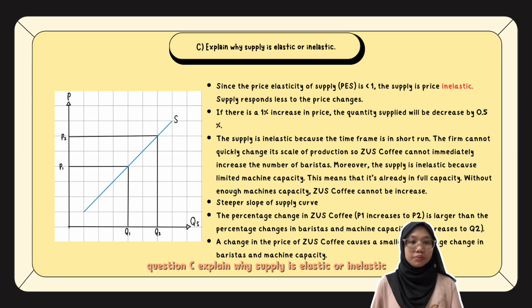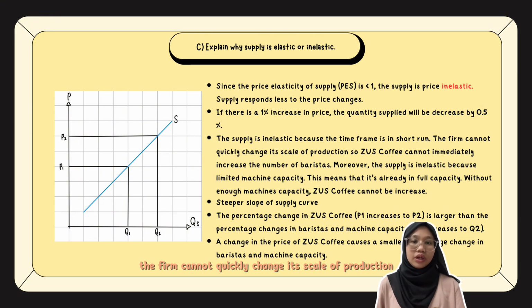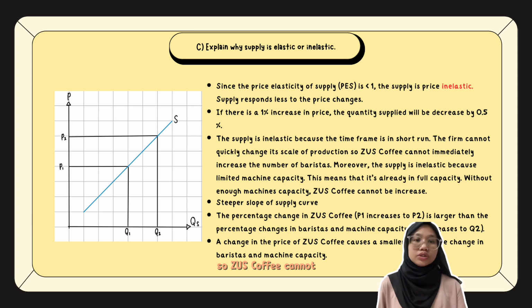Question C. Explain why supply is elastic or inelastic. Since the price elasticity of supply is less than 1, the supply is price inelastic. Supply will respond less to price changes. The supply is inelastic because the time frame is the short run. The firm cannot quickly change its scale of production, so Zeus Coffee cannot immediately increase the number of baristas.